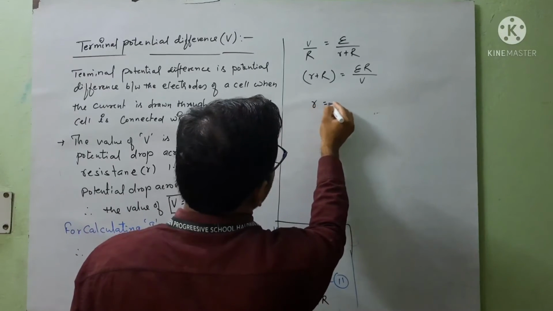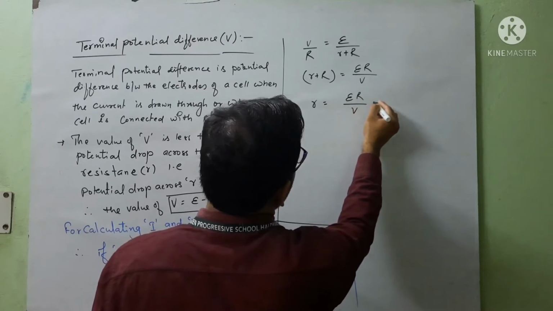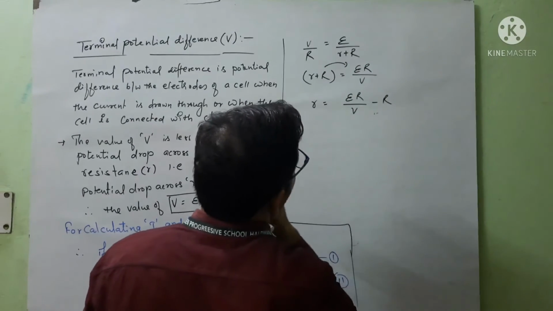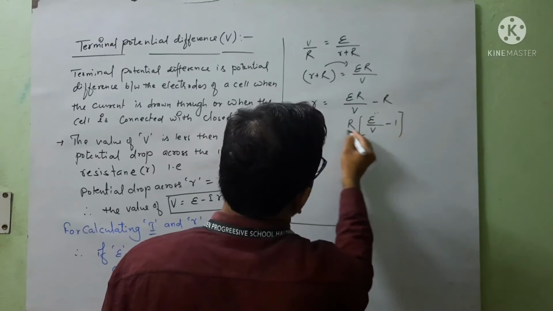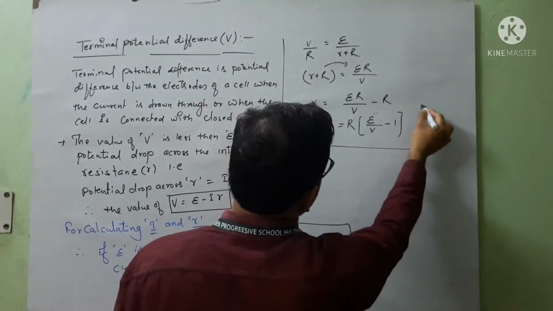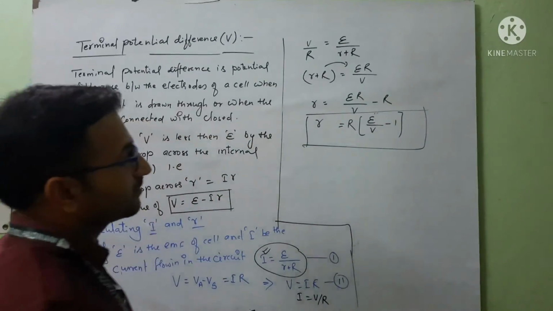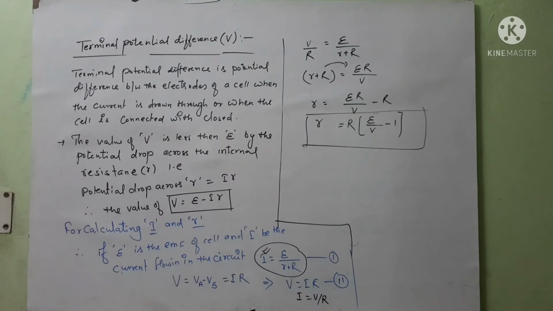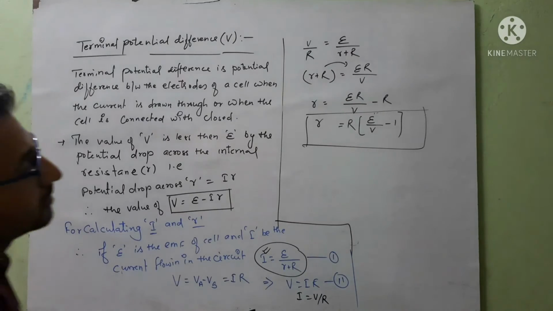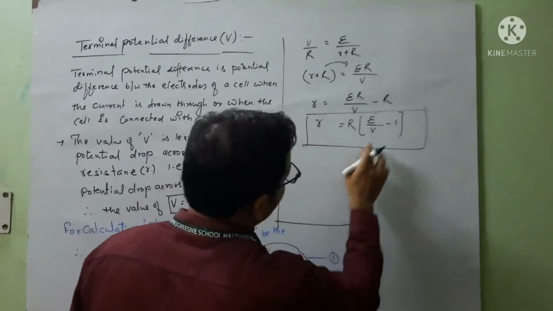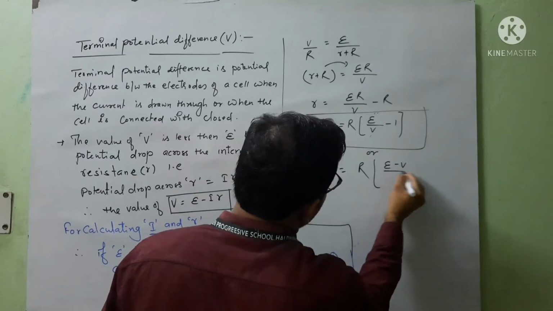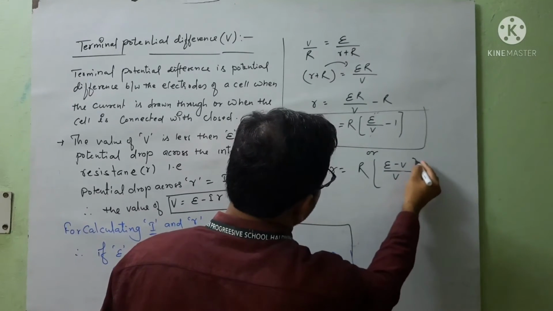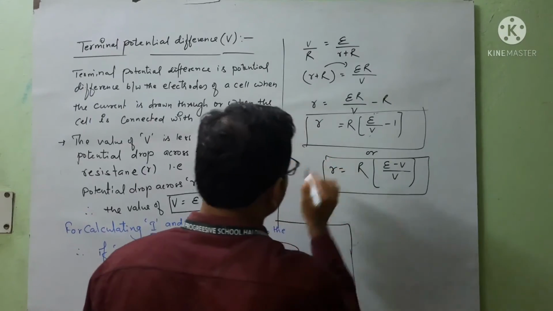Now we will use the formula: r is equal to epsilon R over V minus R. Taking R as common, r is equal to R times (epsilon over V minus 1). So this is the value of the internal resistance of the cell, if we are given the external resistance R, the value of epsilon, and also the terminal potential difference V.